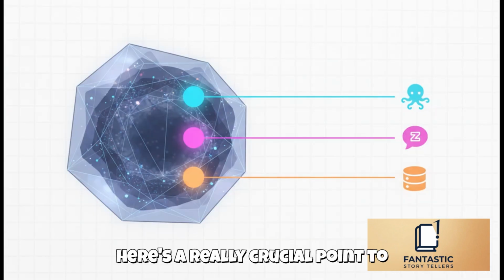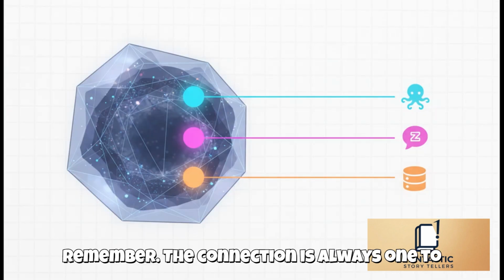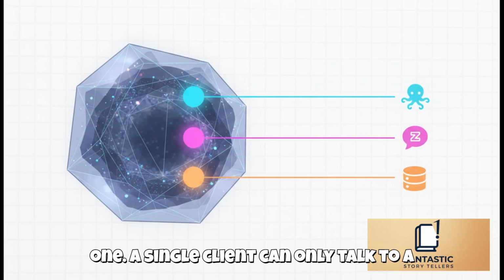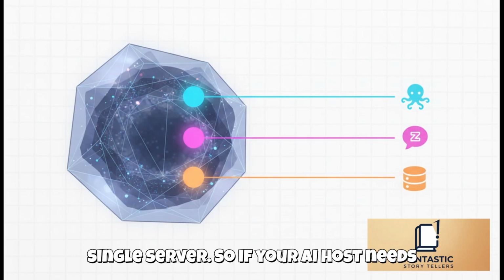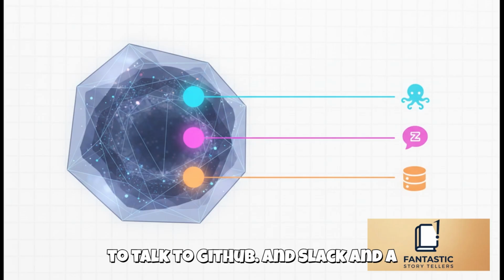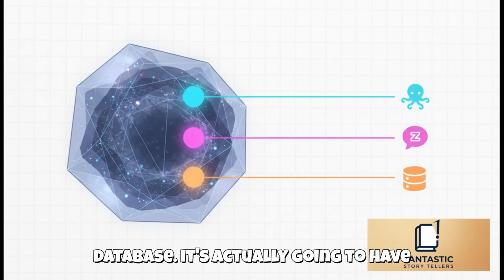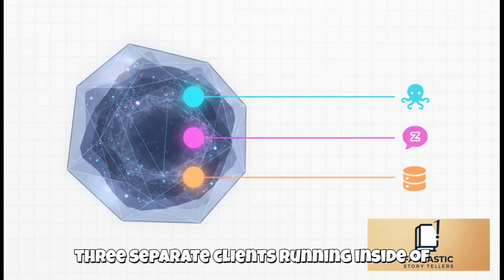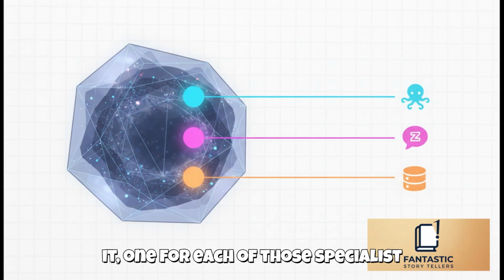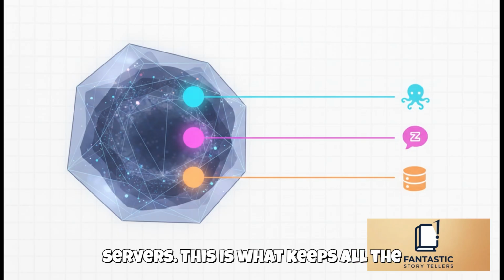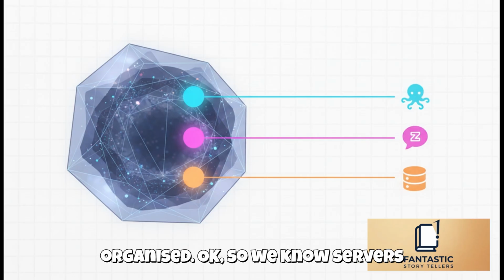So here's a really crucial point to remember. The connection is always one-to-one. A single client can only talk to a single server. So if your AI host needs to talk to GitHub and Slack and a database, it's actually going to have 3 separate clients running inside of it, one for each of those specialist servers. This is what keeps all the communication clean and really well organized.